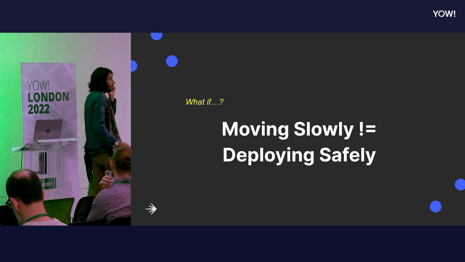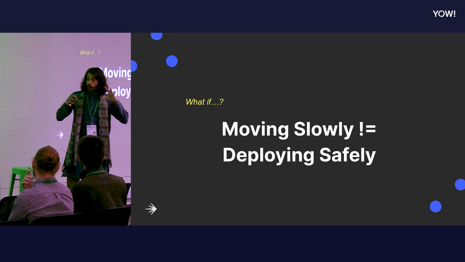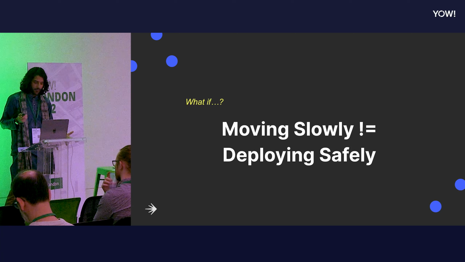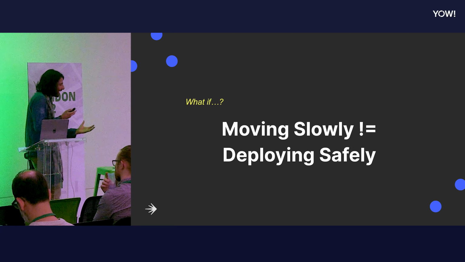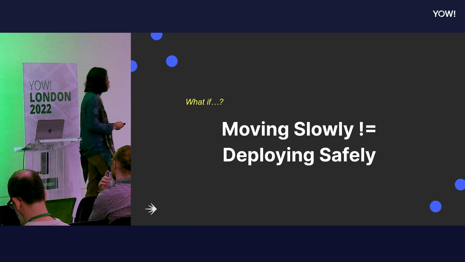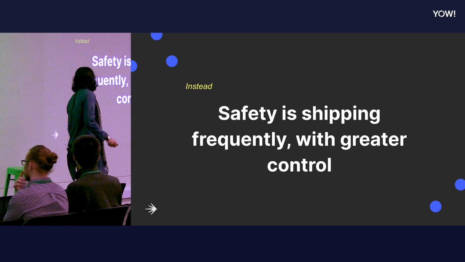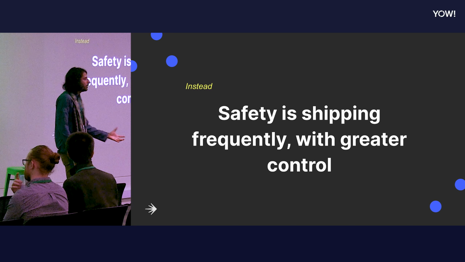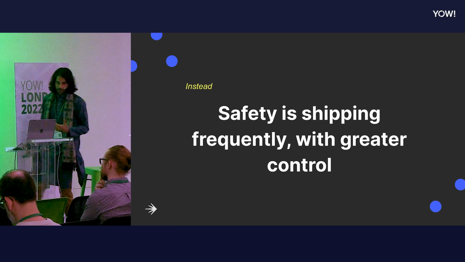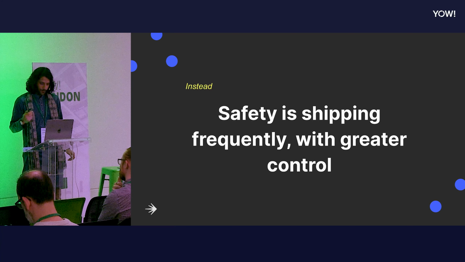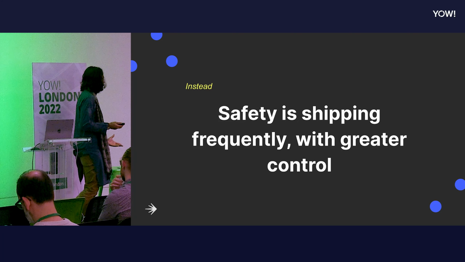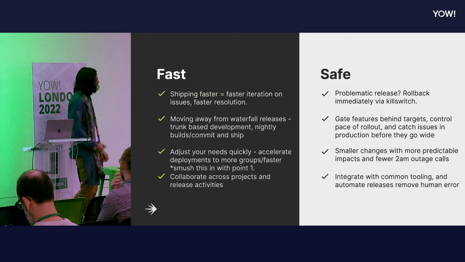There's also this kind of misconception that a lot of people have. If you want to be really safe, you must move slow. But moving slow does not necessarily mean that you deploy safely. Ultimately, it kind of does, but you end up moving a lot slower than is ideal. So how about we change our mindset? Safety is shipping frequently, but with greater control. By controlling your release, you can manage the experience of people consuming your product. And once you do that, you can really speed up.